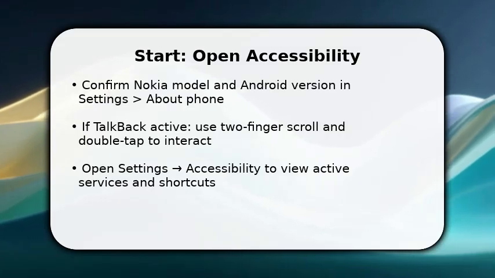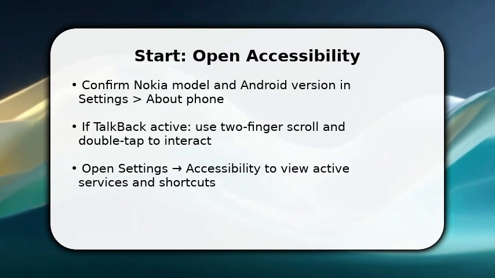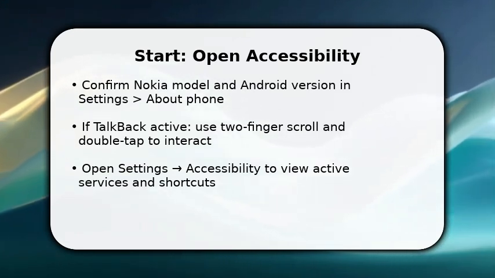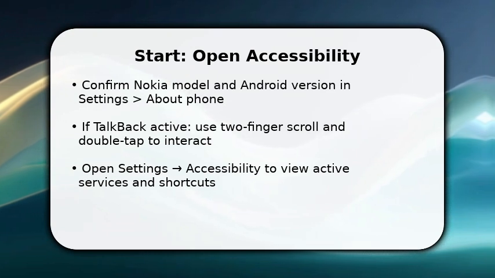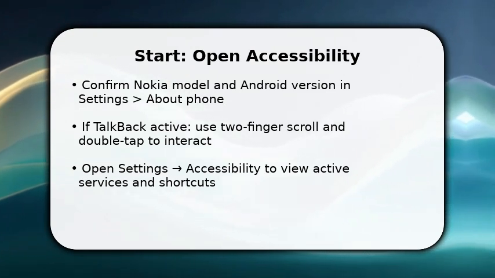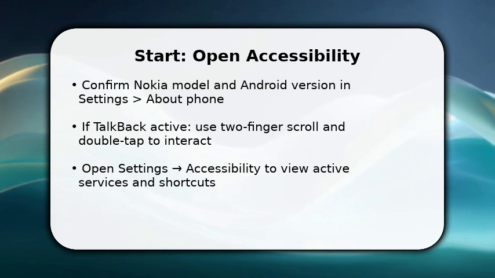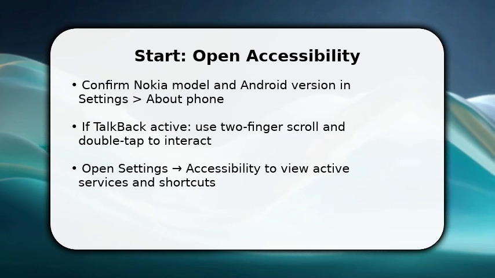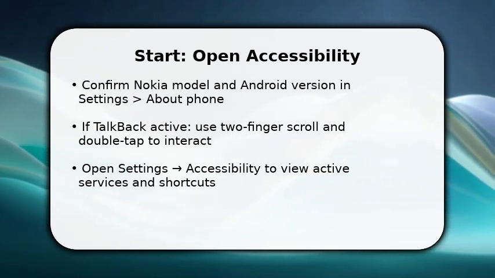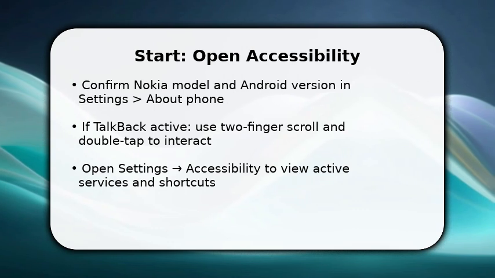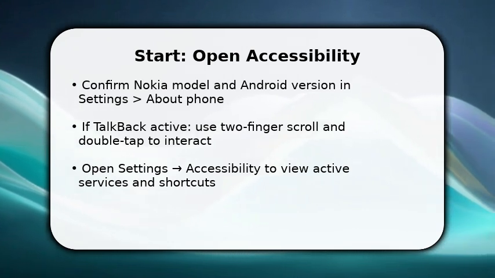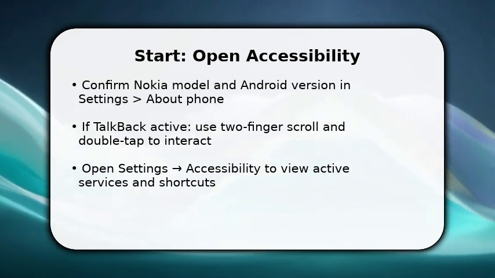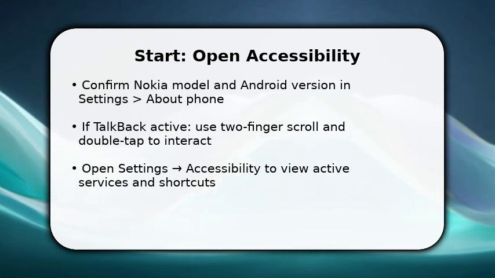You start by opening settings and going straight to accessibility so you can see what's active and why it's on. If TalkBack is running, navigate with 2 fingers to scroll and double tap to activate items. This keeps you moving. Once in accessibility, scan the list for TalkBack, magnification, select to speak, and any third-party accessibility apps. Make sure you note any accessibility shortcut set to the volume keys so you don't immediately re-enable it.